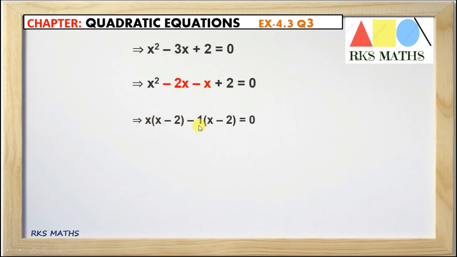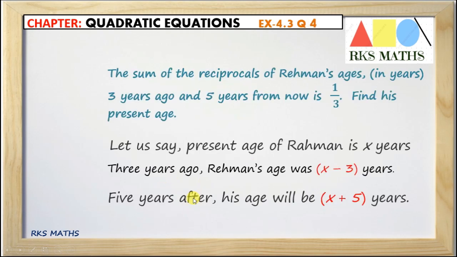Here we will take common minus 1, so x minus 2 will be left. From the whole we take x minus 2 common. So what will be left? x minus 1 will be left. So x minus 2 into x minus 1 is equal to 0. That means either x is equal to 1 or x is equal to 2. So students, these are the solutions of this given quadratic equation.